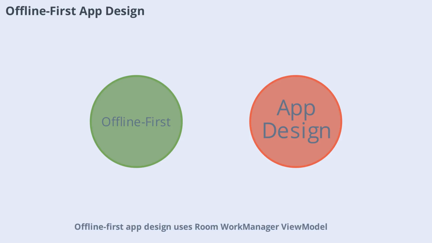Offline-first app design uses Room, WorkManager, ViewModel, and Repository to sync with the backend when network is available. This approach ensures your app works reliably even without connectivity, providing a seamless user experience.